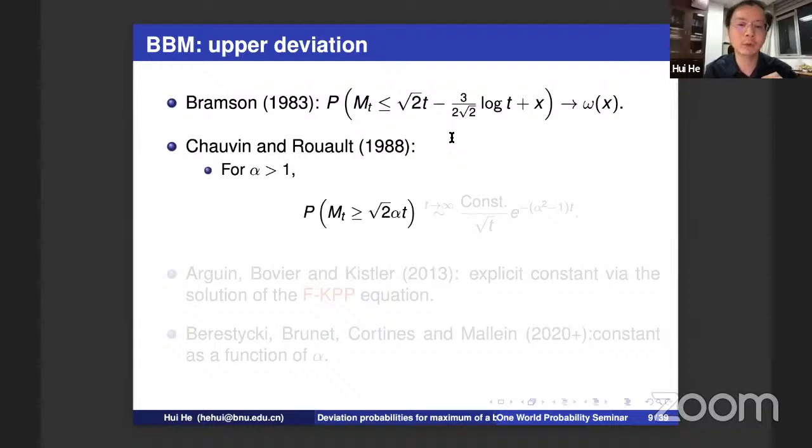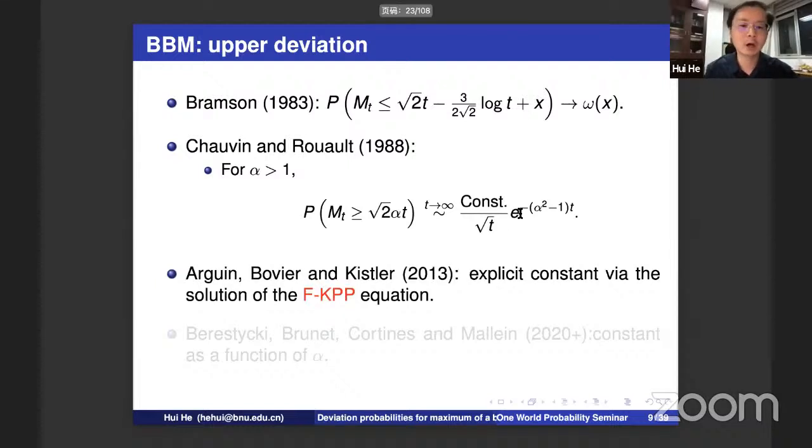That is, for α larger than 1, they consider the probability that M_t is larger than √(2)αt. Since from Bramson's result, you know that the first order of M_t is just √(2)t, right? It's linear with √2. And if you consider α larger than 1, this probability goes to 0. And Chauvin and Rouault show that the decay rate is this function, that is a constant over √(2) times some exponential part. And later, Arguin, Bovier, and Kistler further gave an explicit form of this constant via the solution of an FKPP equation. And also I need to mention that this constant in fact depends on α.